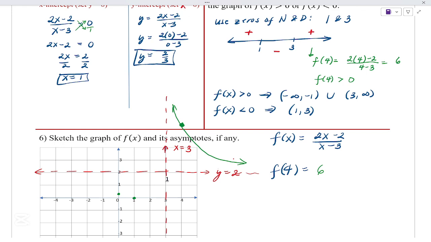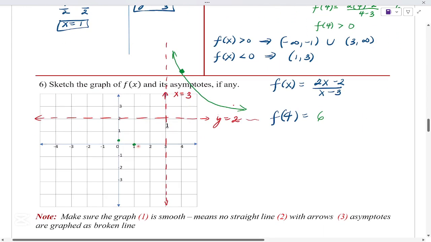And then the next interval is from 1 to 3, which is negative, meaning the graph is below. So let's locate 1 to 3, and the graph must be below the x-axis, so it must be here. There's a point here and an asymptote there. So the graph will look like that.